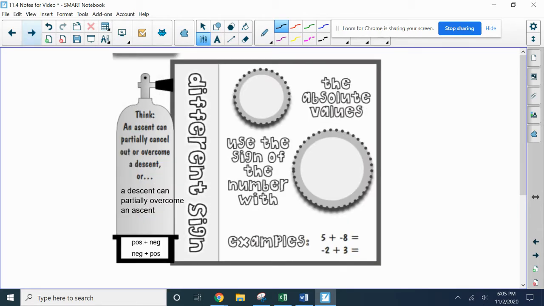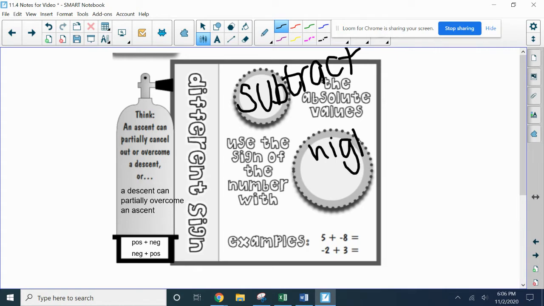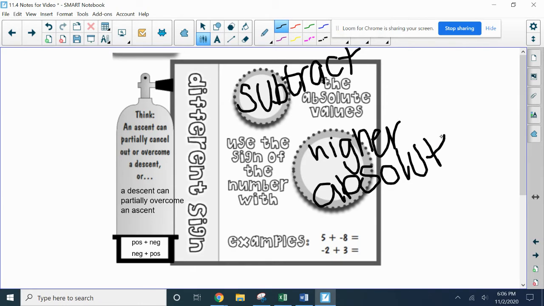All right. So what if they have different signs? You are going to subtract their absolute values and use the sign of the number with the higher absolute value. So you ignore the signs. Let's look at these examples. On this first example, I have a positive 5 and a negative 8. We would ignore the signs, say that 8 minus 5 is 3, and then we would determine 8 is bigger than 5.